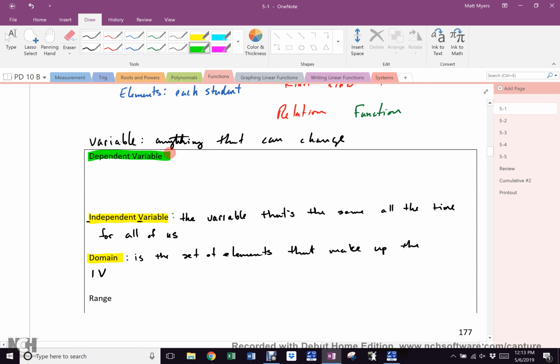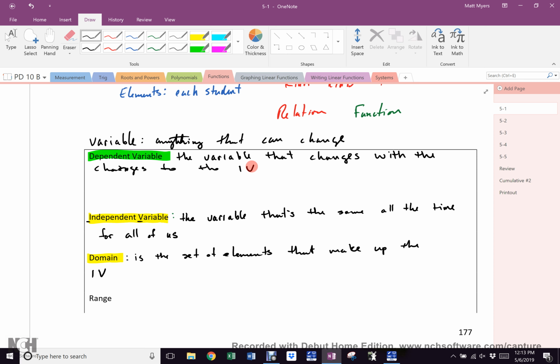Now, you're intelligent young people. Our dependent variable is the variable that changes with the changes to the IV. All right? Everybody understand?